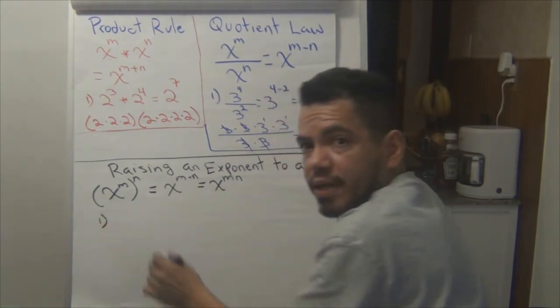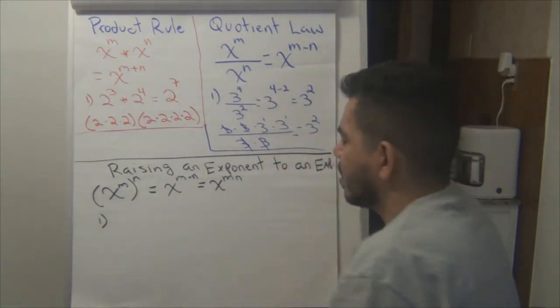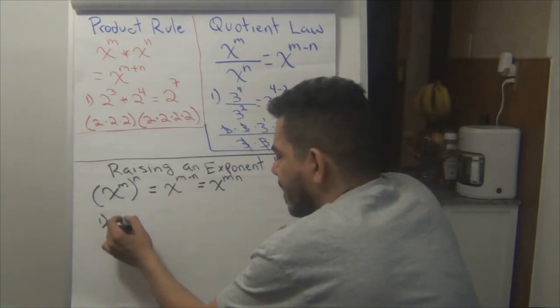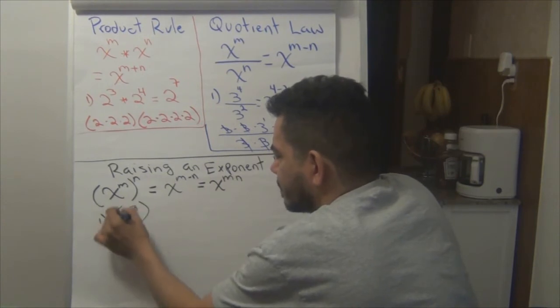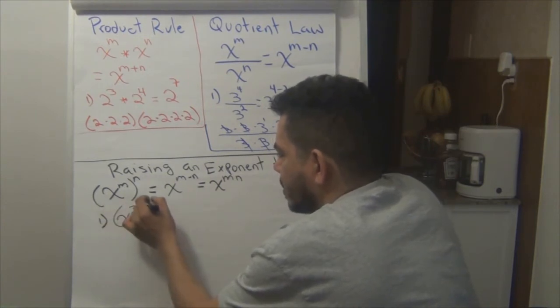example number 1. Do we have time? Yes. Example number 1. Let's say you have x to the third power raised to the fourth power.